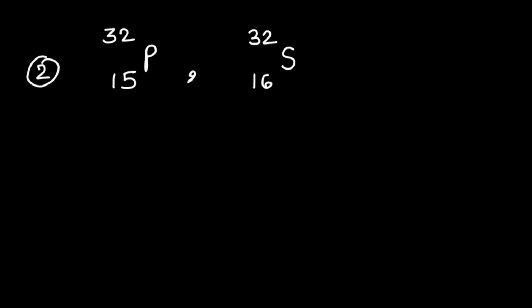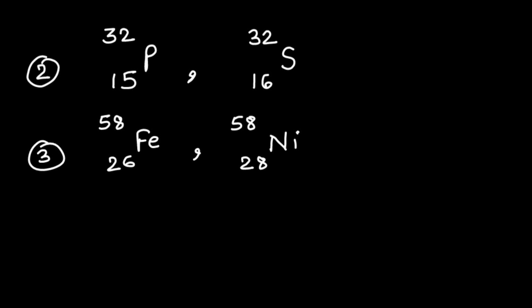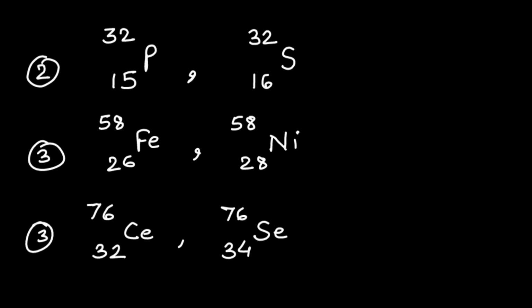Next example of isobars is 15P32 and 16S32. Here mass number 32 is common in both the elements. Next example is 26Fe58 and 28Ni58. Here also 58 is the mass number of both iron and nickel. One more example, 32Ge76 and 34Se76.